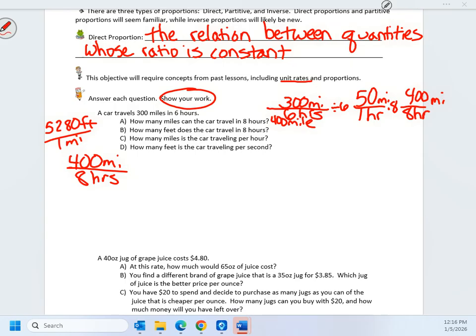Elliot? 2,112,000. So that 400 miles is actually over 2 million feet that we can go in those 8 hours. So that's my answer for B, right? Because I multiplied those together.